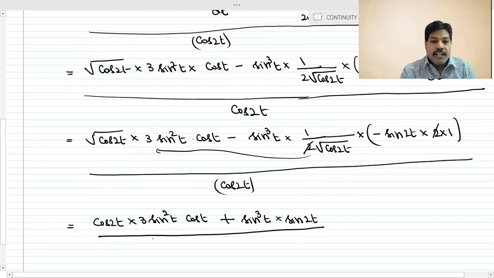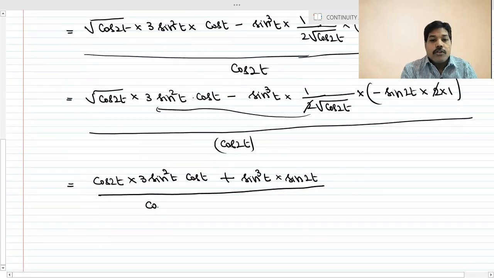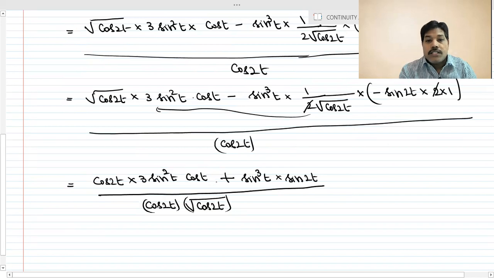So then what happens in the denominator? Cos 2t into root cos 2t into root cos 2t. Do you understand that, students? I am just taking the root cos 2t as the LCM. So automatically root cos 2t into root cos 2t becomes cos 2t, 3 sin square t cos t minus of minus plus sin cube t into sin 2t, by cos t into root cos 2t. So this is equation number 1.